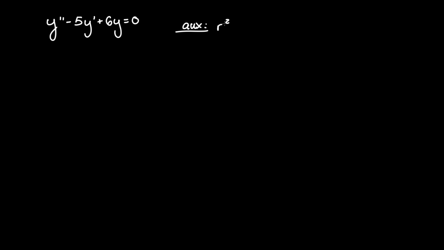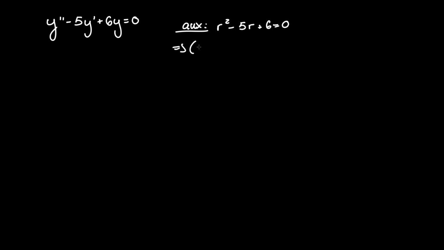So r squared would represent y double prime, minus 5, we leave the coefficients the same, r to the 1, since r to the 1 is the same as y prime, plus 6 times r to the 0, which we can leave as 6, equal to 0.